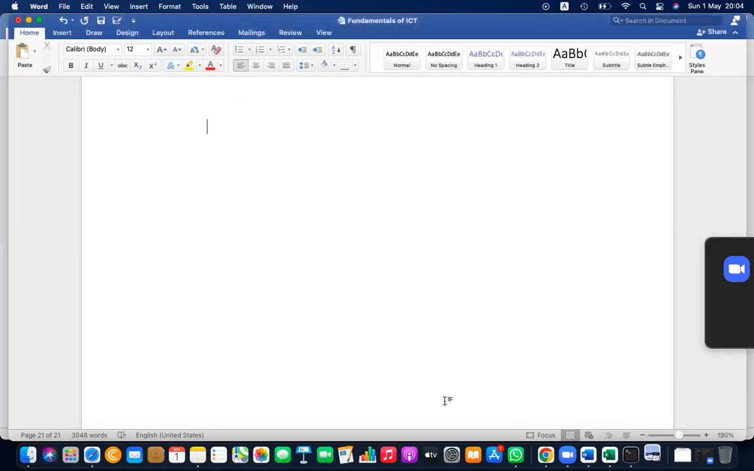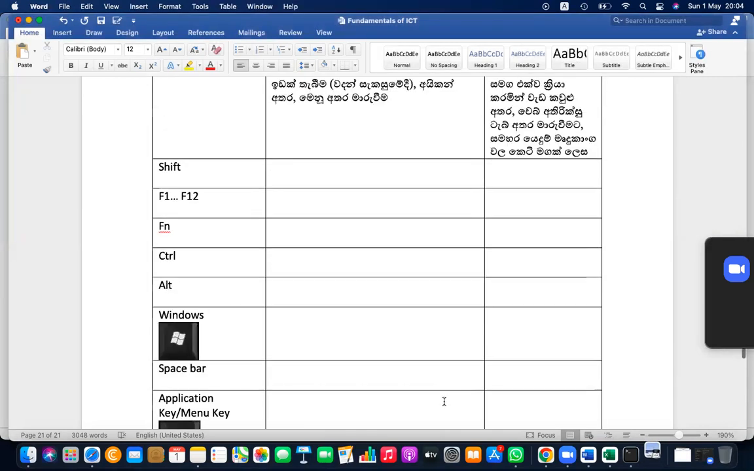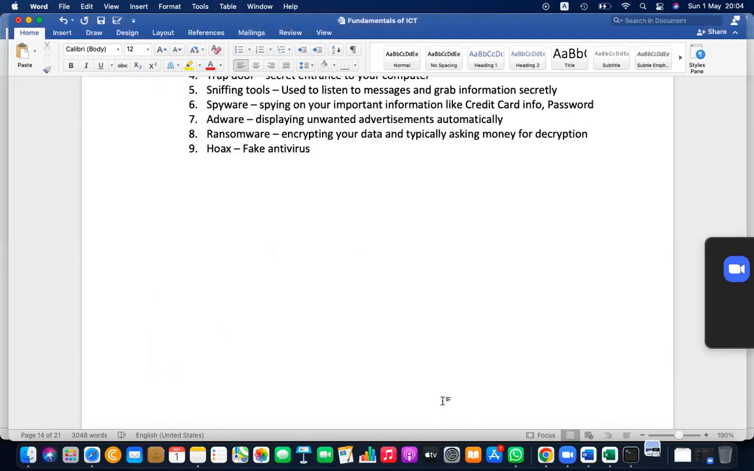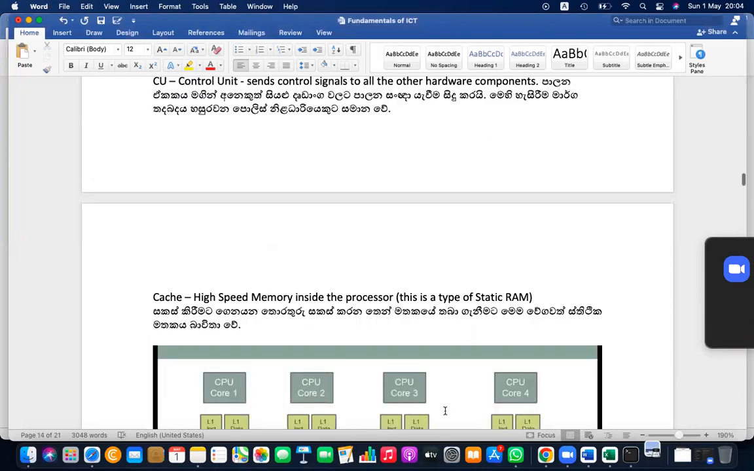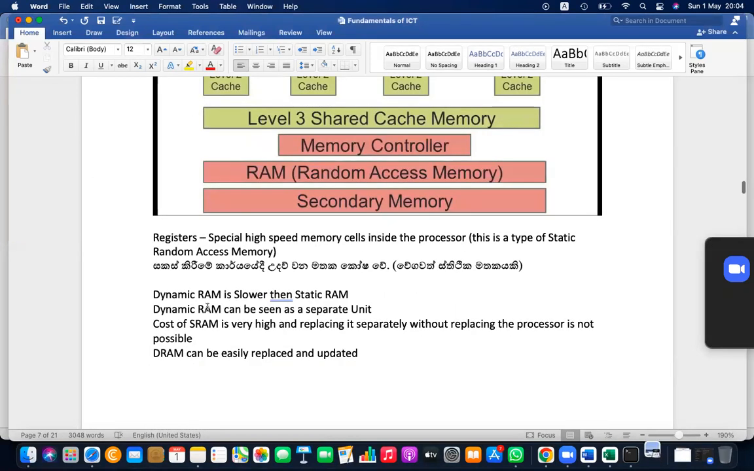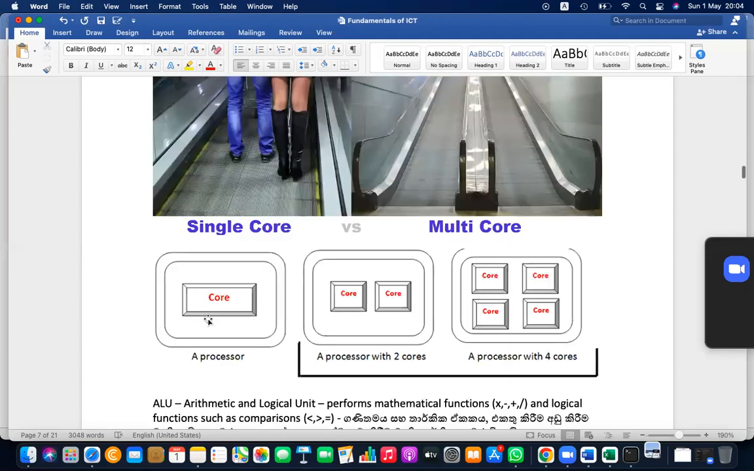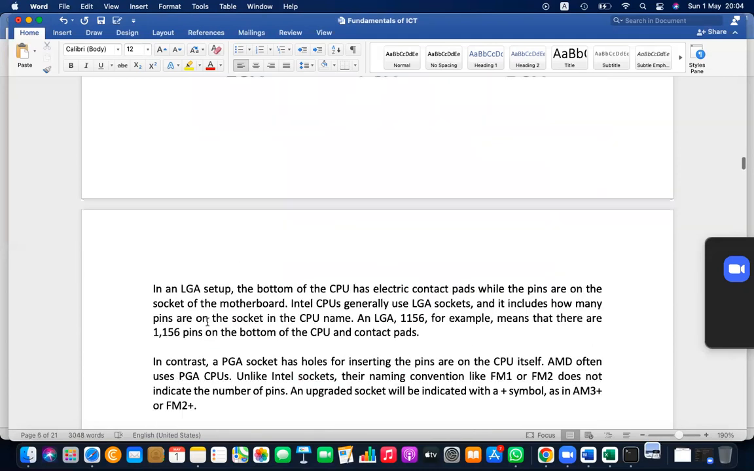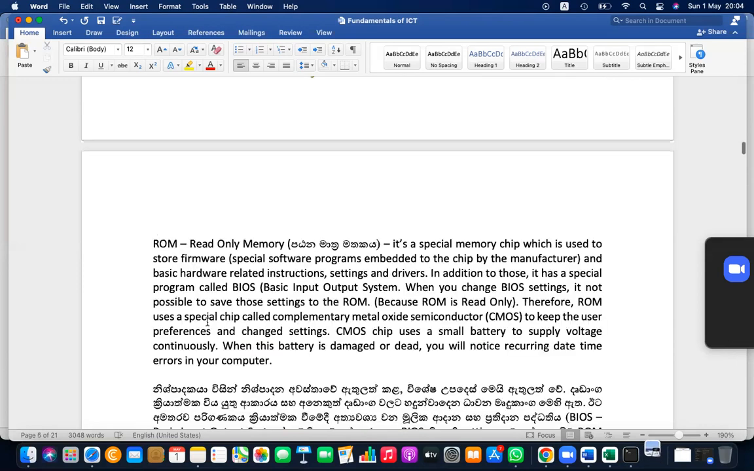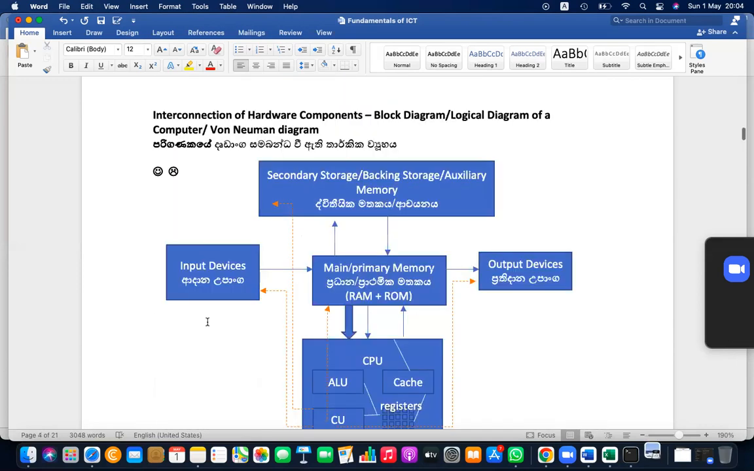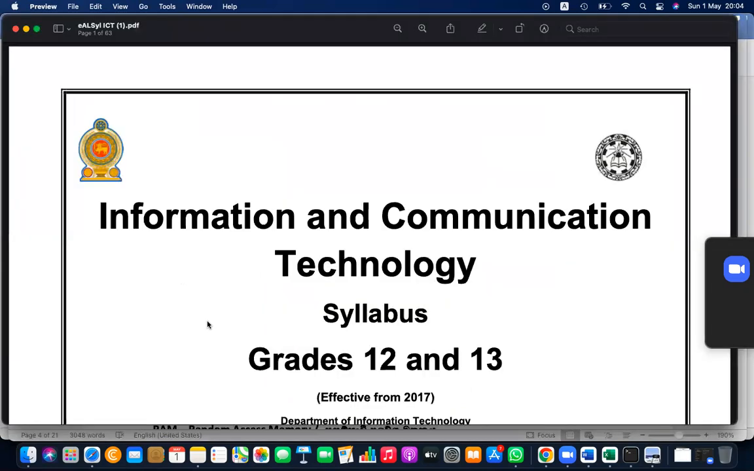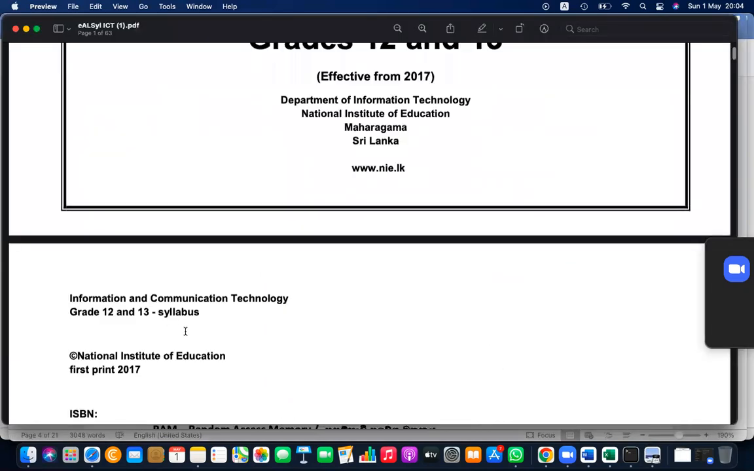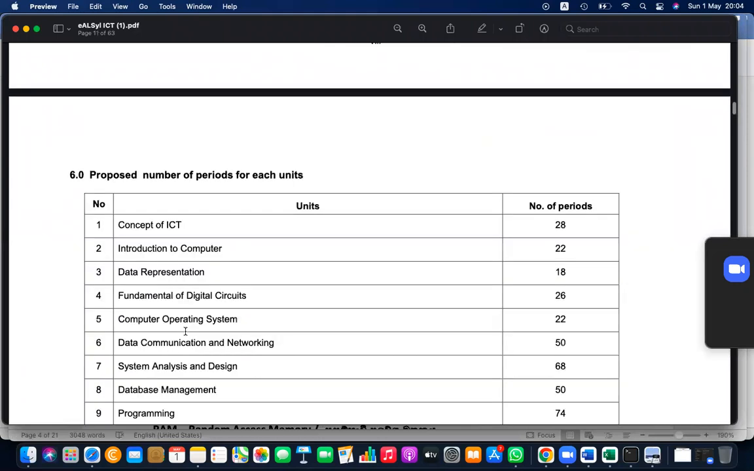So let me open that first. And here we didn't learn some fundamental things, that is about this. So registers, DRAM, SRAM, and single-core, multi-core status, and also about the ROM. And this is basically how a computer works, the von Neumann architecture. I have already given this note, as I remember, but anyway, let's move to that part now.